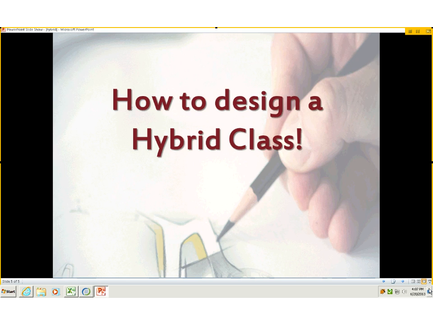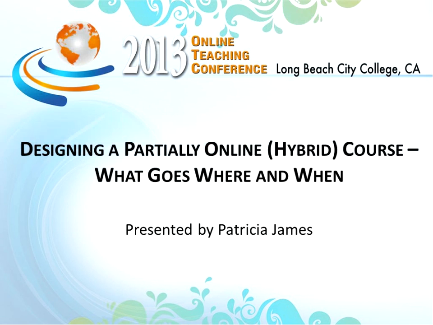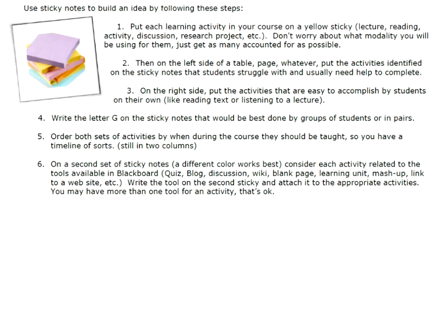Then on one side, you're going to put the ones that you know students don't need your help with. They can do those on their own for the most part. Put those on one side of the table. On the other side of the table, you're going to put the things that they usually need help with. Those things they need help with are the things that you do face-to-face. Then try to get a feel for how much time it usually takes for me to do those things. And once you've done that exercise, you also want to put on those stickies things that have to be done in groups or pairs.